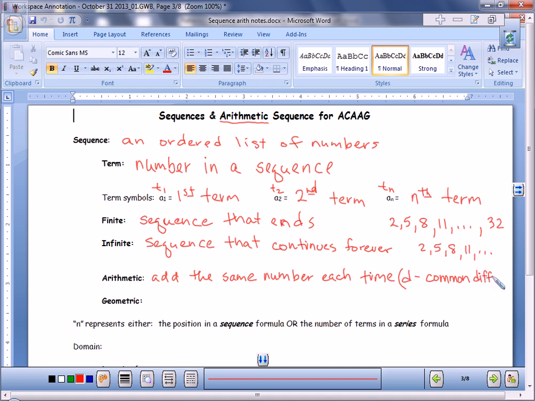We represent it with the letter D because that represents a common difference. Now, why do we call it a common difference? Because if we subtract 2 numbers, we would get that. If I take any number and subtract the number before it, I get the common difference. So 5 minus 2 is 3. 8 minus 5 is 3. 11 minus 8 is 3. What is the common difference? 3.